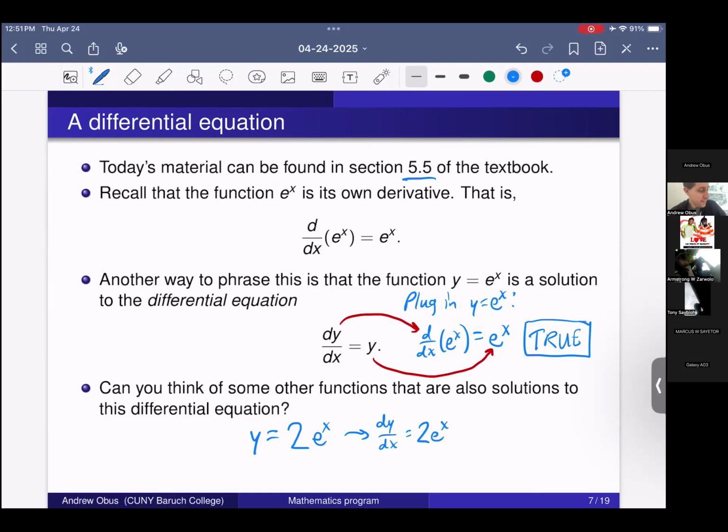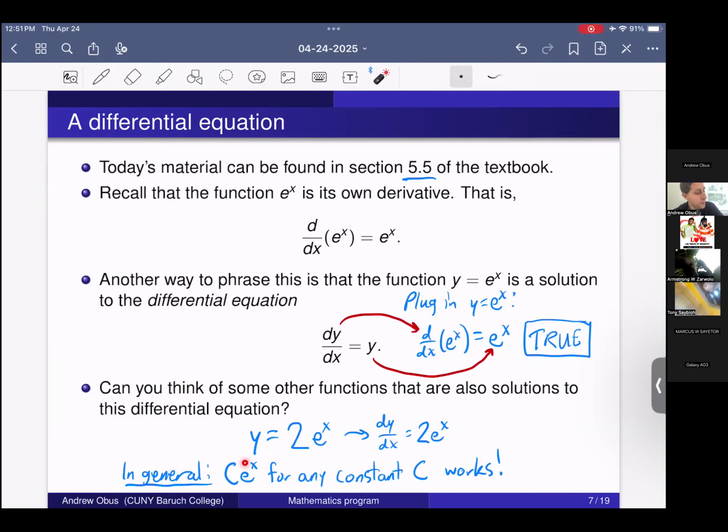Okay, so which means if it is in this form, like 2e to the x, 3e to the x, 4e to the x, they will still be the same. So in general, we can take c e to the x, for any constant c.